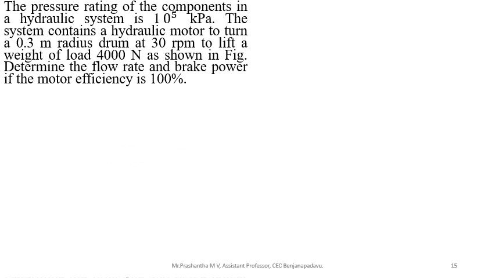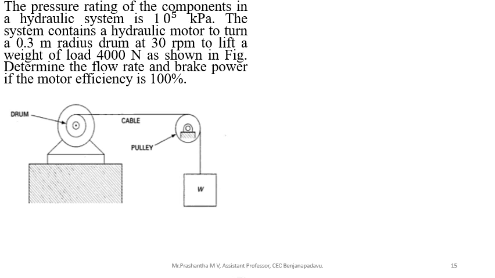Next we will move on to another question. The pressure rating of the components in a hydraulic system is 10 to the power of 5 kilopascal. The system contains a hydraulic motor to turn a 0.3 meter radius drum at 30 rpm to lift a weight of load 4000 Newton as shown in figure. Determine the flow rate and brake power if the motor efficiency is 100%.